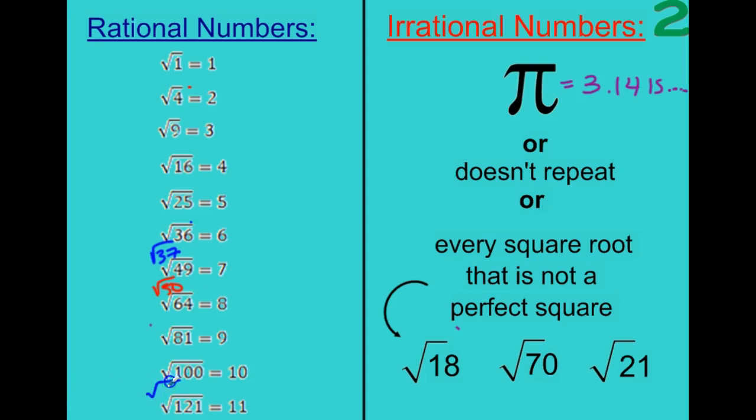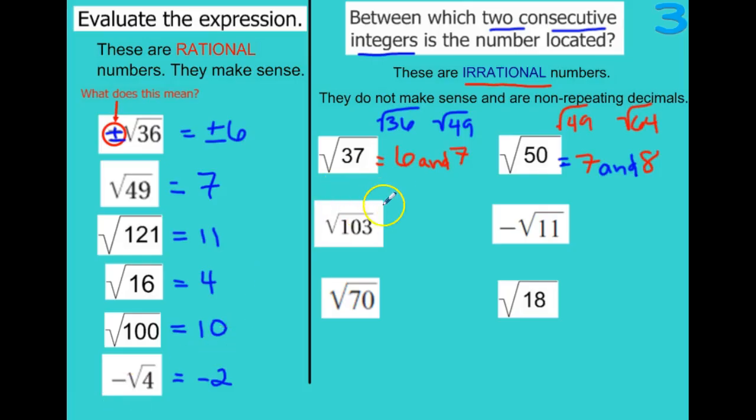The square root of 103 is our next one. So 103 was between 100 and 121. So it's between the square root of 100 and the square root of 121. The square root of 100 is 10, and then the next number would obviously be 11. The square root of 121 is 11. So your answer would be somewhere between 10 and 11.